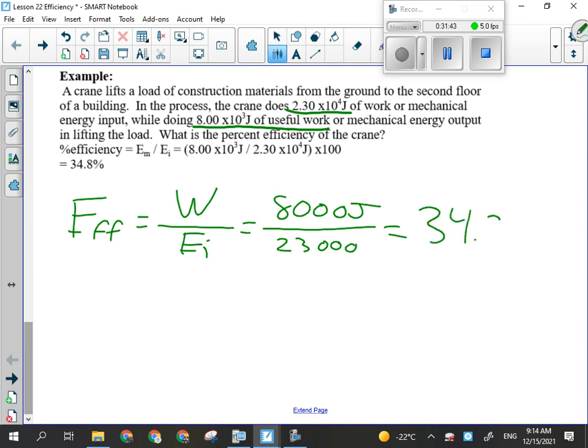All right, so 34.8% is what this comes out to. On your calculator it would actually come out to 0.348, but that's 34.8%. Everybody okay with that one? Like I said, you're not going to have to do any calculations on your test as long as you understand energy input, energy output, or useful work, and how it relates to efficiency.